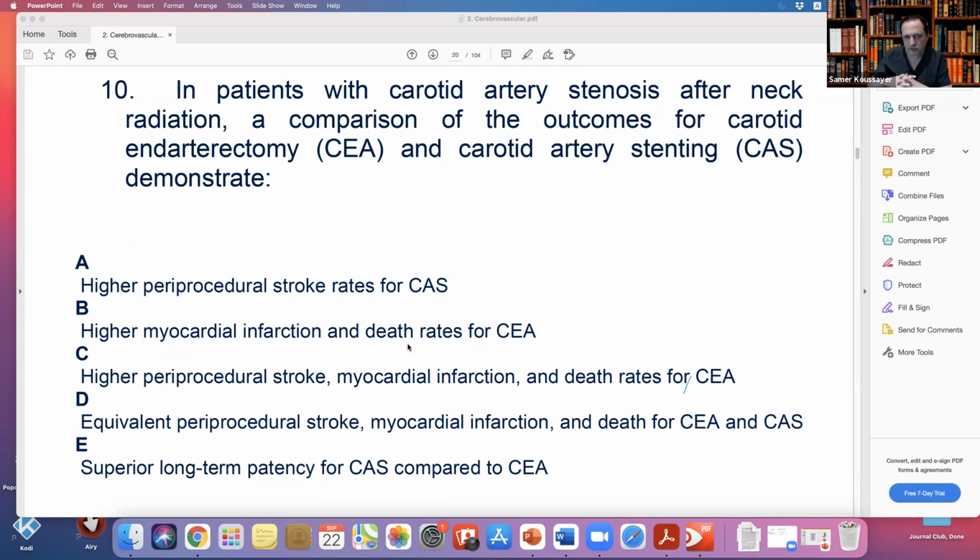And mainly asymptomatic carotid stenosis, guys. Always review asymptomatic carotid stenosis. There'll be a ton of questions about it, you know? All right?